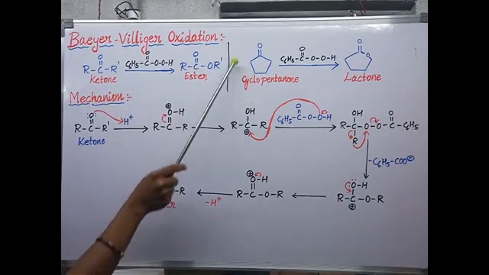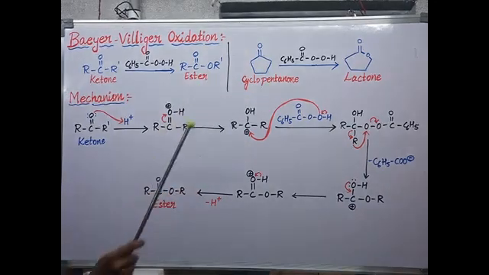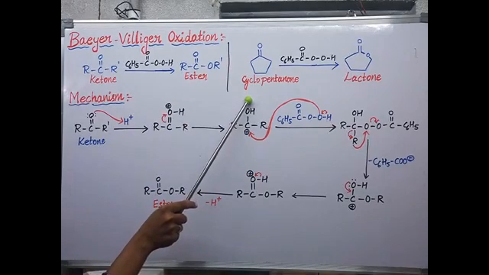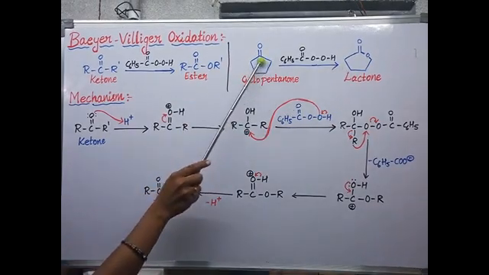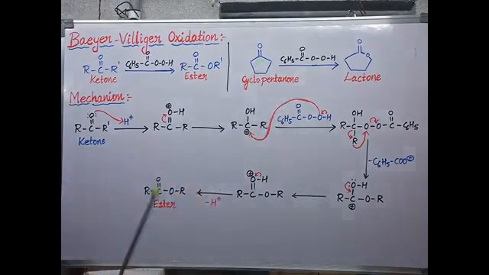Okay. Next you can observe this cyclopentanone. Cyclopentanone is a cyclic ketone. Here you can observe there is an introduction of oxygen beside this carbonyl group. So cyclopentanone is converting into lactone. Whenever we are taking the cyclic ketones, they convert to lactones.